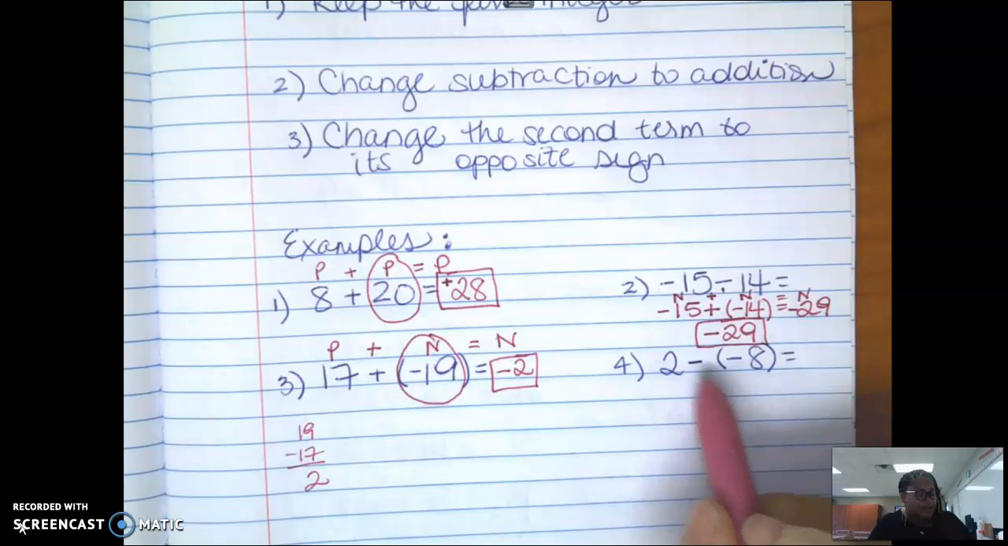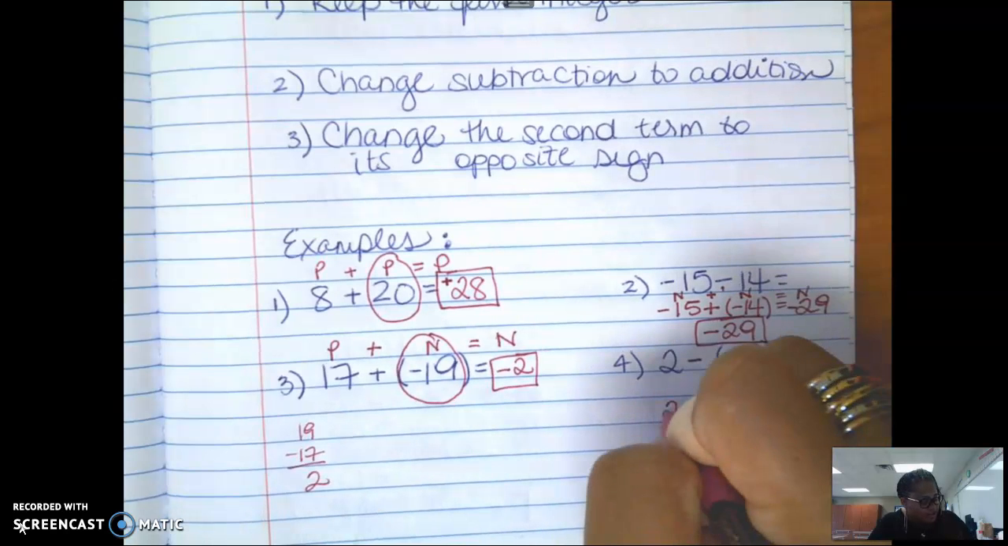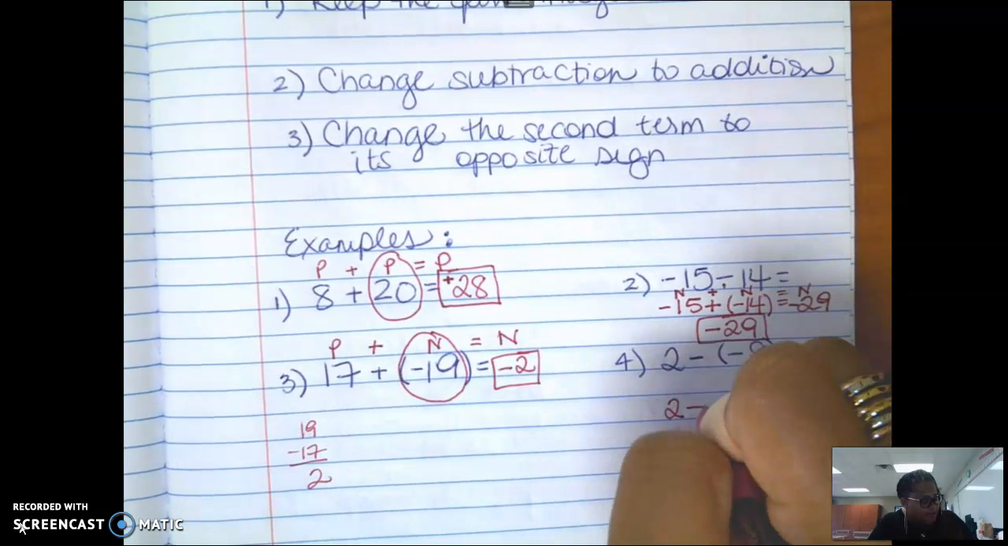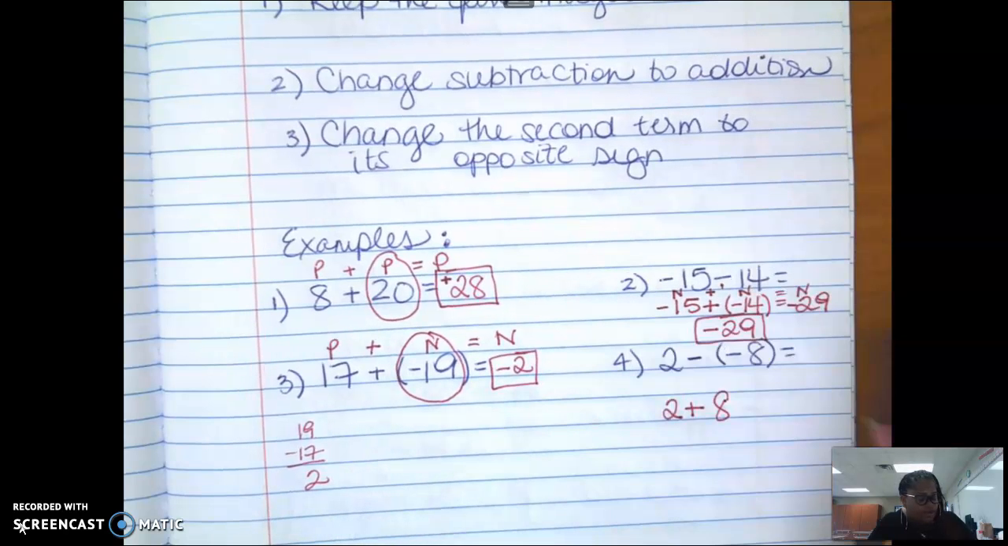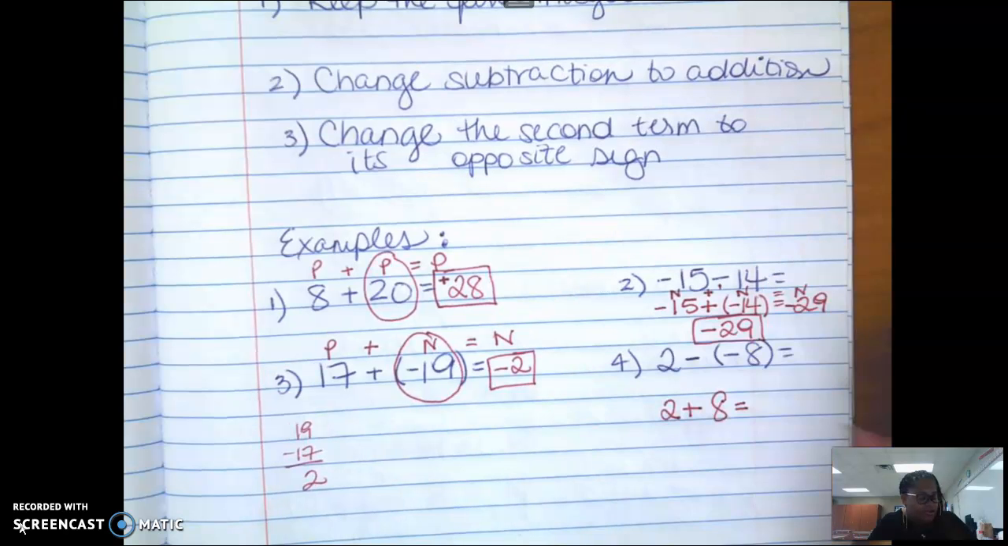Here, I have a double negative. Whenever you see a double negative, this must change to a positive. So I'm going to take my 2 and then I'm going to say plus, and then the opposite of negative 8 is positive 8. So I'm just going to write 8, and then I'm going to solve it.